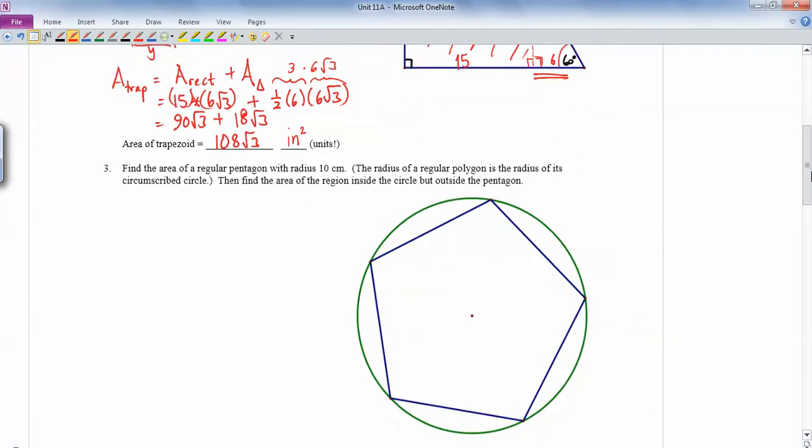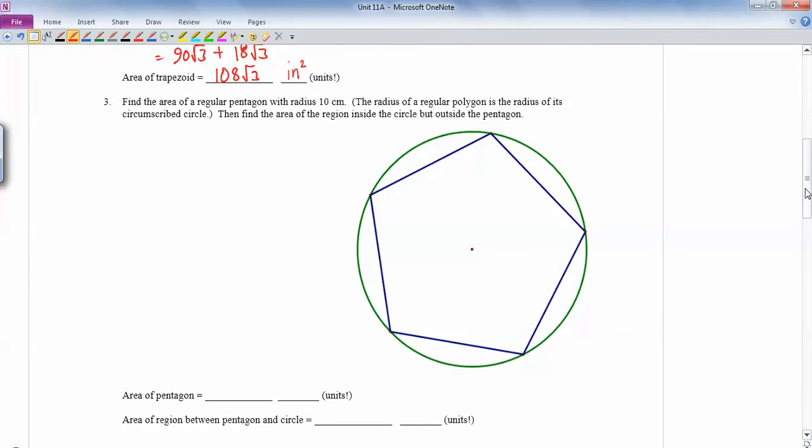Okay, so the next one says, find the area of a regular pentagon with radius 10. Radius 10 means if you drew a circle around the pentagon, perfectly around it where it's inscribed, then the radius of the circle would be 10. So this is 10, and this is 10. So all these guys here are 10. So I'll draw them all into the corners here. So all those are radii of the circle.